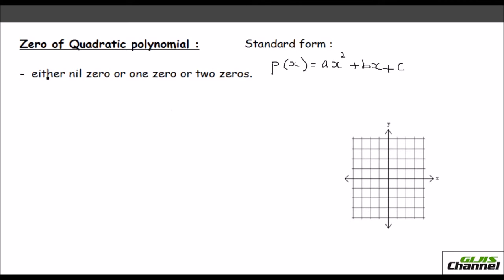Now the zeros for this would be either nil, you don't have a zero at all, or you can have 1 zero or 2 zeros. So let us see how you get these three cases. I just take the first case with nil zeros. For that I would give you an example: let p of x be equal to x squared plus 1. So whatever value you give to x, even if you give 0, your final answer is not going to be 0 in this case.